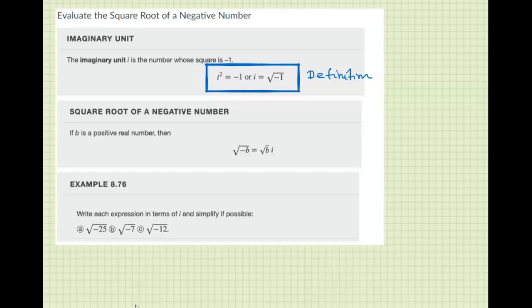Okay, so basically, if b is a positive real number, so you're taking the square root of -b, then you can simplify this. Basically, you write this as the square root of -1 times the square root of b. And we define the square root of -1 to be i. So you have i times the square root of b, or you can write it as square root of b times i. Because it's multiplication, it doesn't matter which order you write the numbers in. All right?